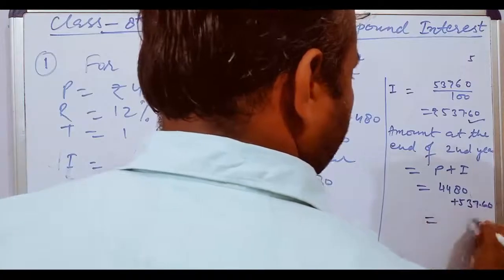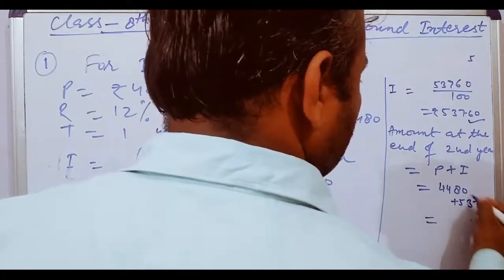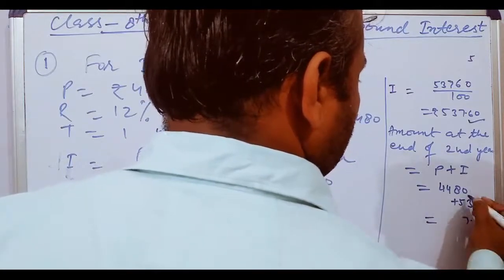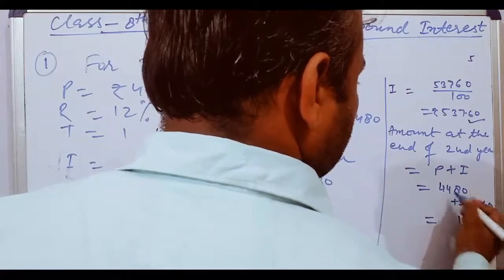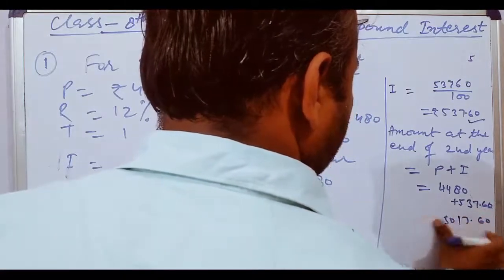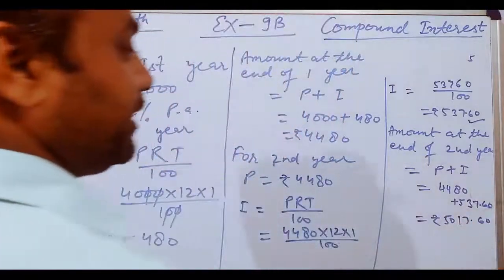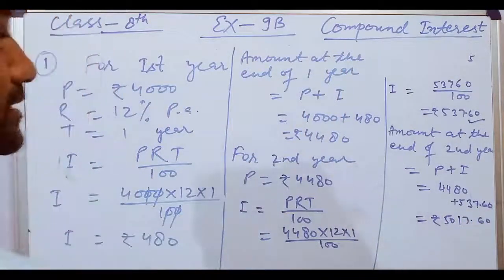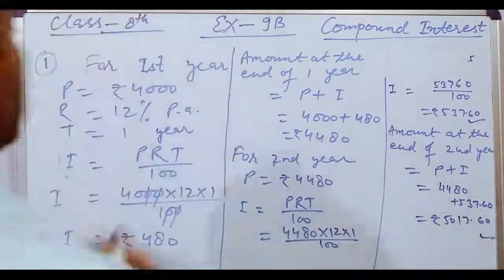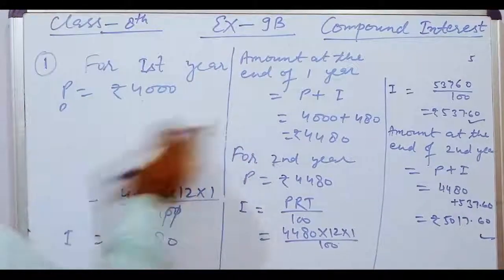Amount is rupees 5,017.60 paise. This is the amount.